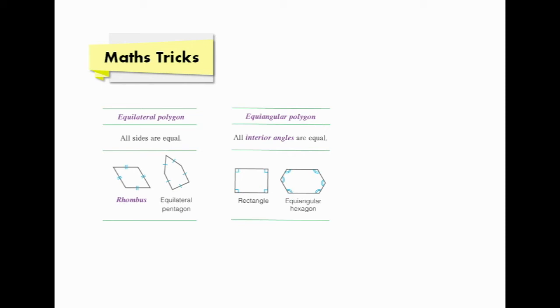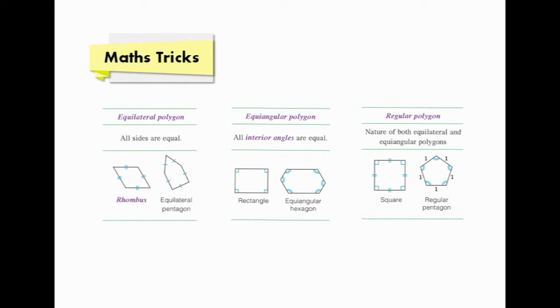Regular polygon is the most important one. It is an equilateral polygon and an equiangular polygon at the same time. That means the lengths of all sides are equal, and all interior angles are equal. We will often come across this kind of polygon in the following chapters.